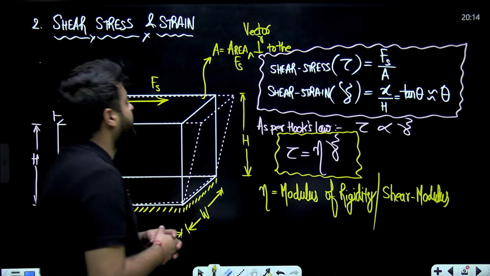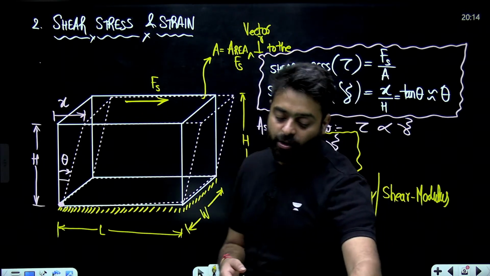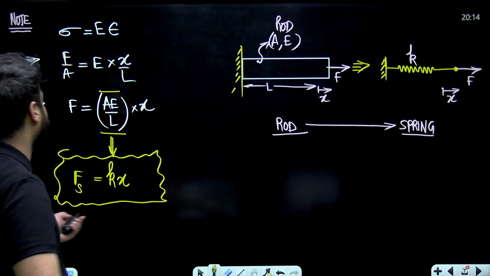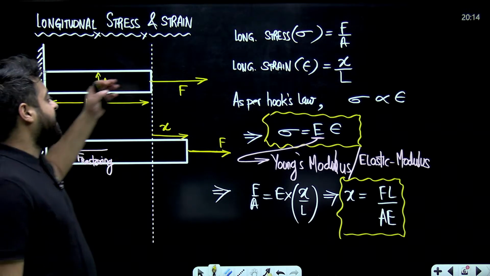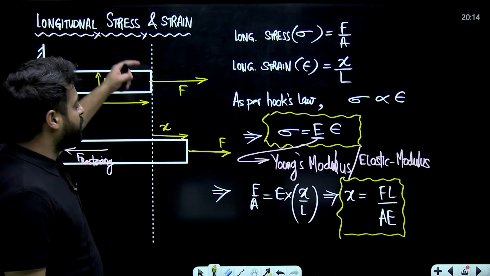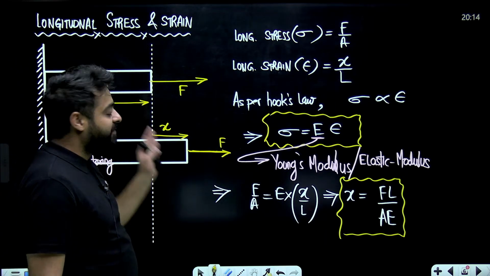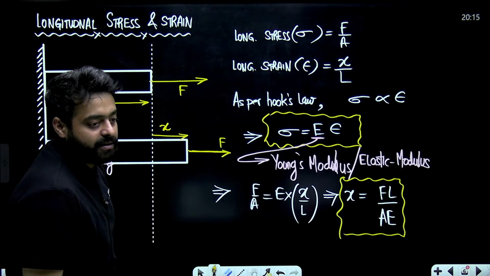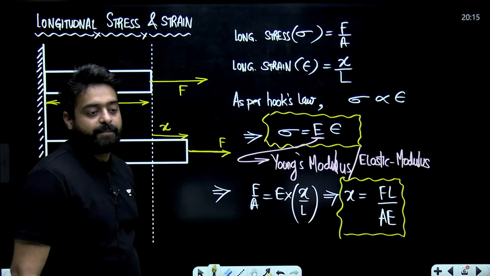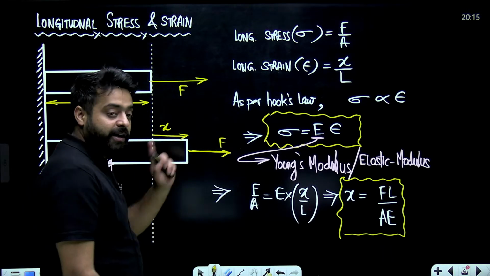What is the difference between shear stress and shear strain with respect to longitudinal stress and longitudinal strain? I will tell you in very simple words, try to understand. In this, you apply a force which is perpendicular to the cross section area along the length of the body. The length gets deformed, that's why it is called longitudinal stress and longitudinal strain. The length gets deformed, the shape didn't get deformed.